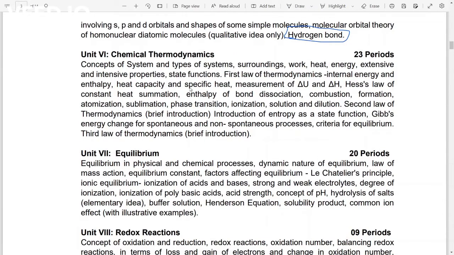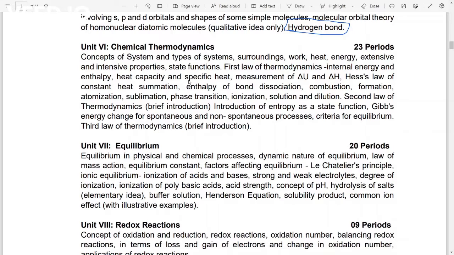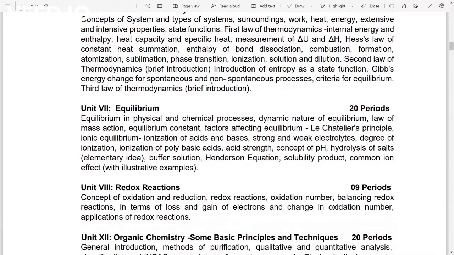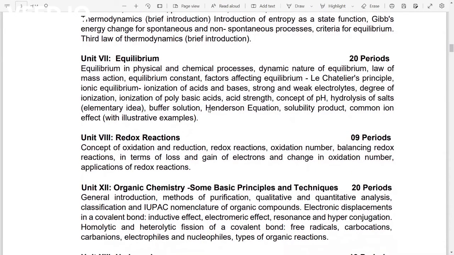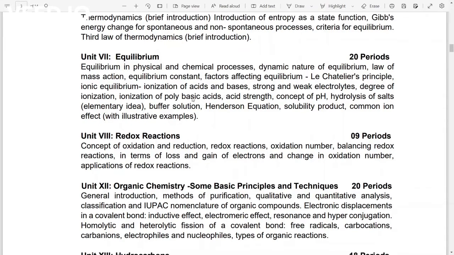The next chapter we have is Chemical Thermodynamics. This chapter will contain 9 marks out of 70, and it is a very important topic to be discussed. It goes on with you until you study chemistry. There are many laws in it, but it is a very easy chapter. Next we have Equilibrium. The Equilibrium chapter contains 7 marks in total. In this, we will also be discussing some important principles like Le Chatelier's principle, ionic equilibrium, ionization of acids and bases, the strength of acids and bases, concepts of pH, and hydrolysis of salts. This also we will discuss in this chapter.